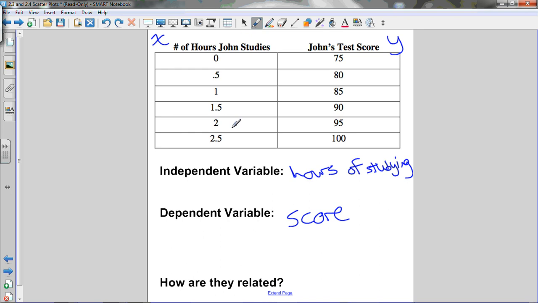Another way I'll talk about this, just to clarify, you can think, okay, does the number of hours John studies depend on his test score? Well, it can't depend on his score because he studies before he even knows what his score is. Okay, so his test score has to depend on the number of hours he studies. So if it depends on the number of hours he studies, it's dependent on that, so it's your dependent variable.